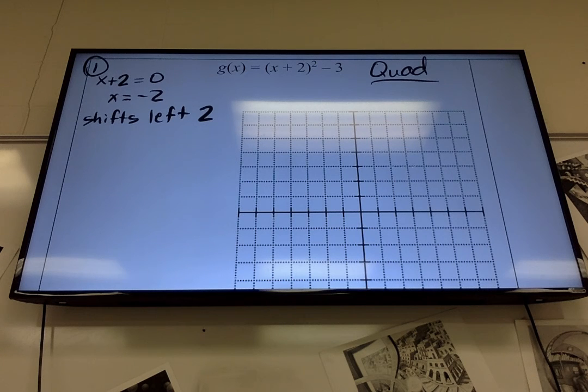Now, I know a lot of you have probably learned, and it's in your head, that it's just the opposite. So if it's plus, that means it goes to the left. That's true unless, say, we had a negative here. Then those two things would cancel each other out. So that's why I'm always going to set what's inside there equal to 0.